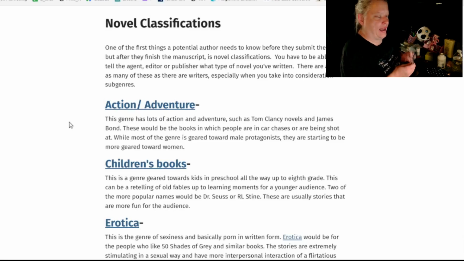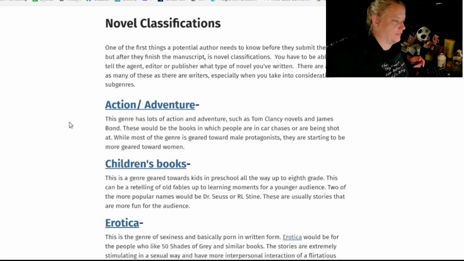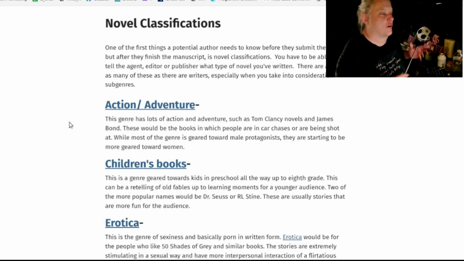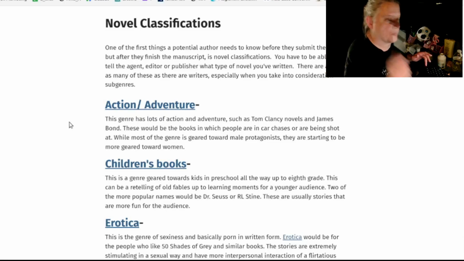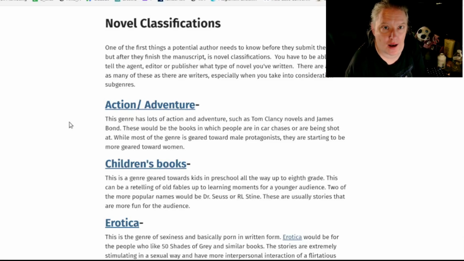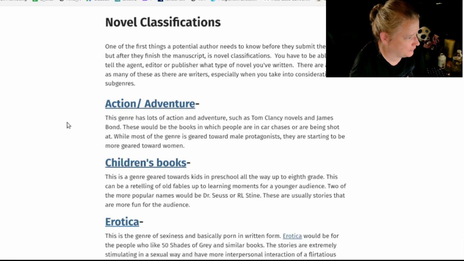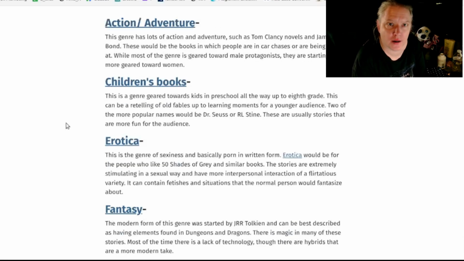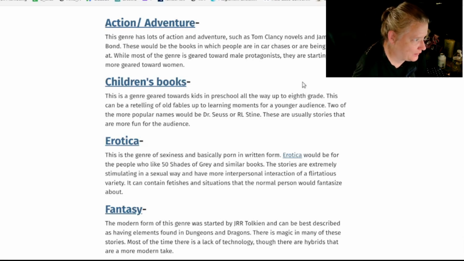Because you can pick a main character or a main genre, and you could have any number of subgenres. You could even have more than one subgenre. For example, you could have an action-adventure children's book featuring a vampire. You could have an erotica book that's actually an action-adventure book with fantasy elements. This is why I say pick your main genre at the idea stage. But let's take a look at these.